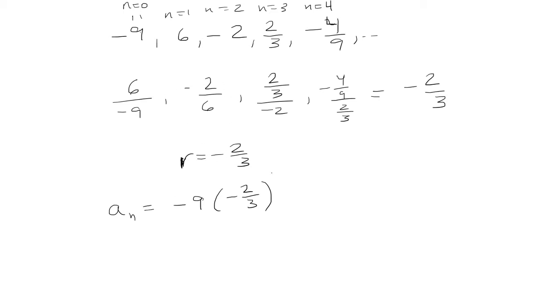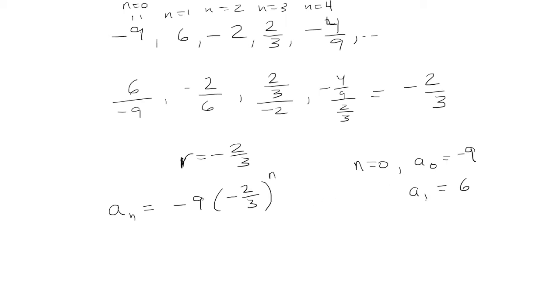So when n is 0, I want a sub 0 to be negative 9. Okay. When n is 1, I want it to be 6. So what should the exponent be here? Well, if I get negative 9 when n is 0, this thing should go away. Okay. So how does that go away? Well, you want to have an exponent of 0, which is n in that case.